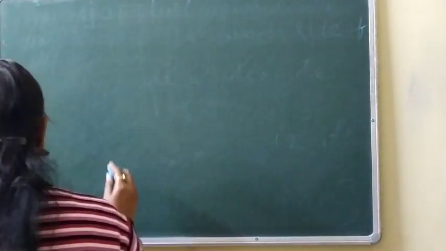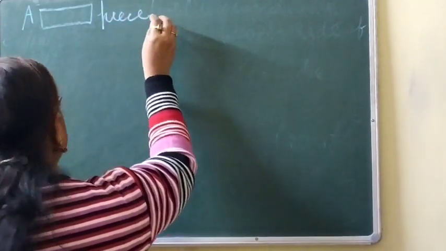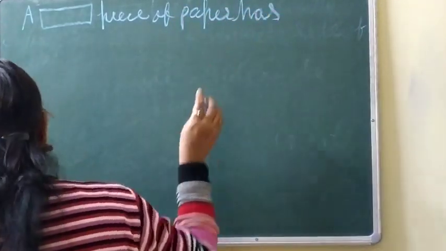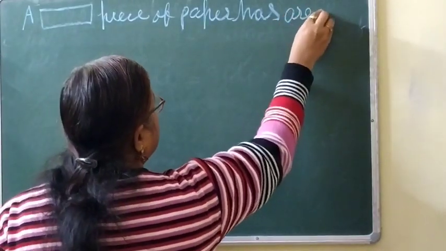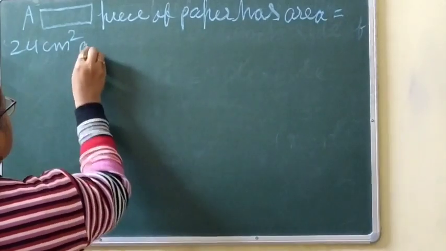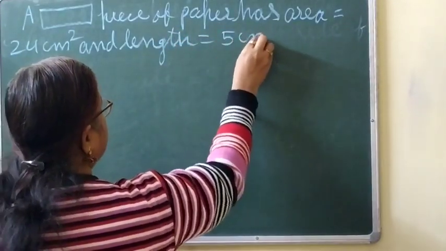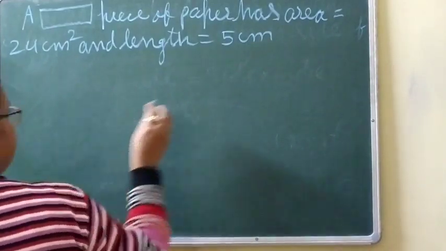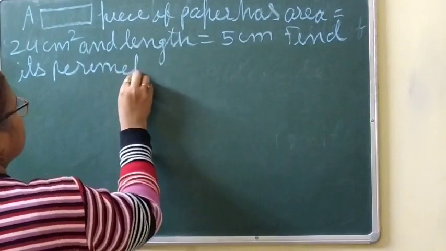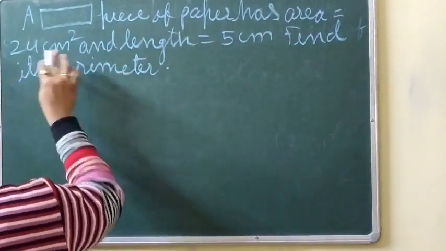Now next is: a rectangular piece of paper. This is the sign of a rectangle. So a rectangular piece of paper has area equal to 24 square centimeter, and length equal to 5 centimeter. Find its perimeter. This is the question. Now how will we solve it? A rectangular piece of paper has area 24 square centimeter.